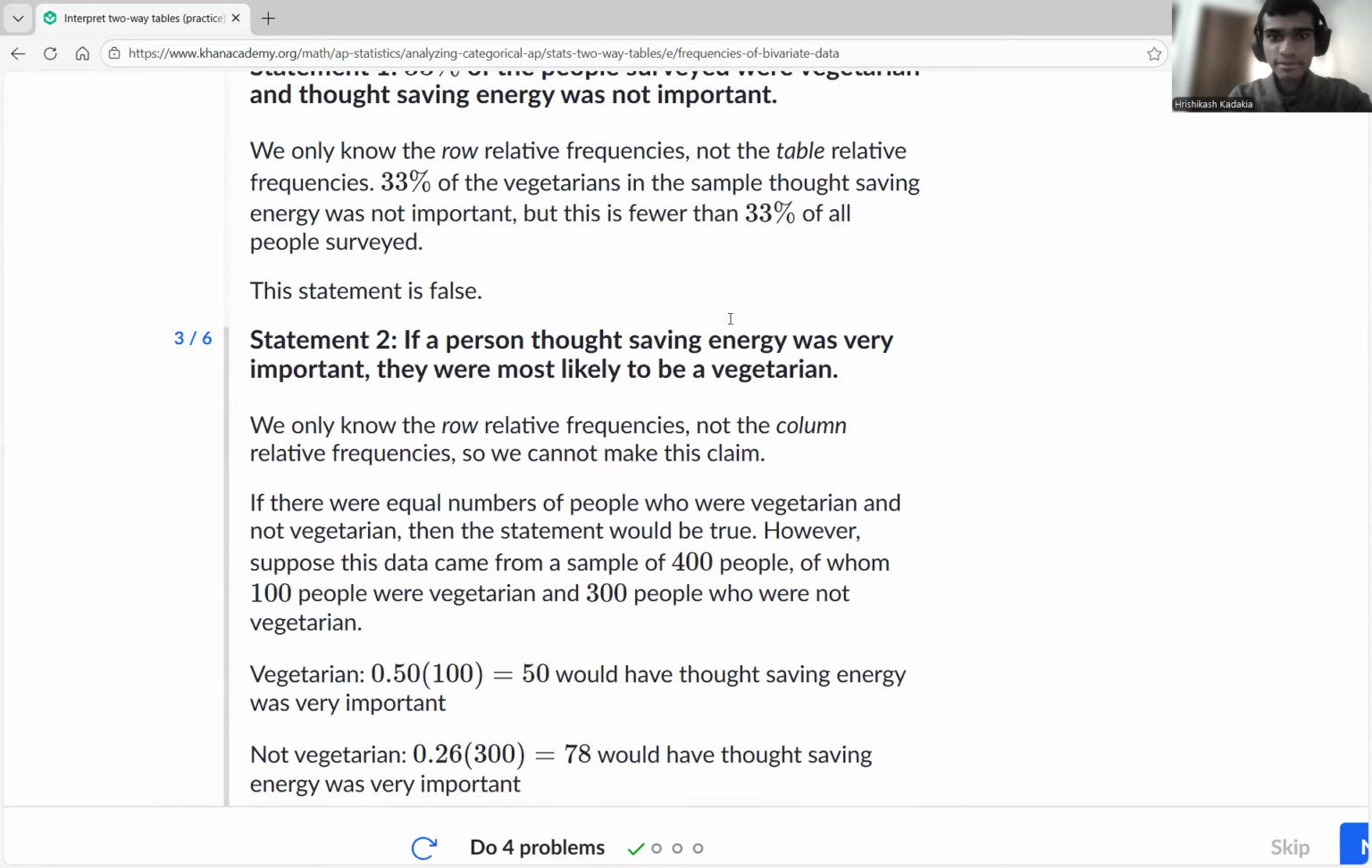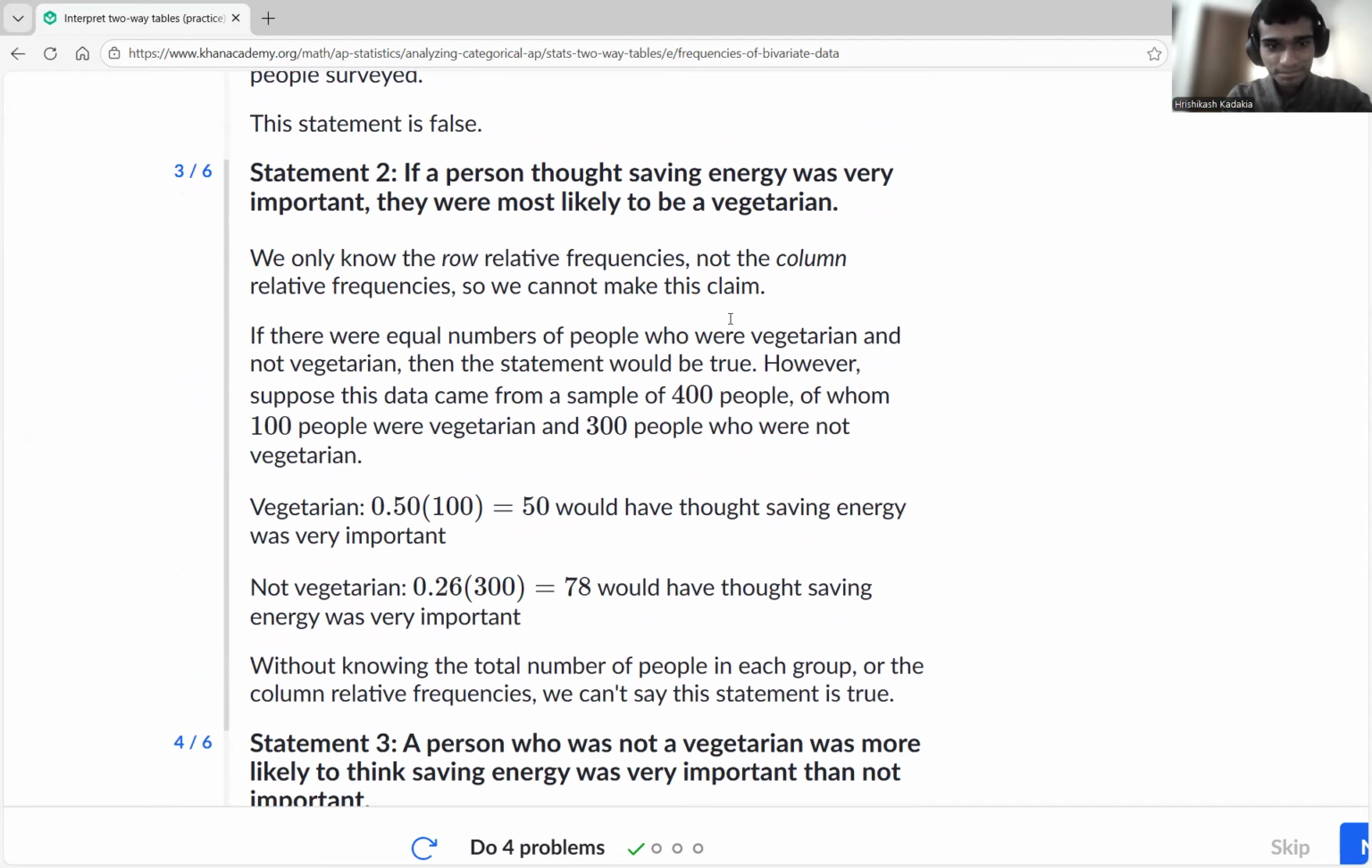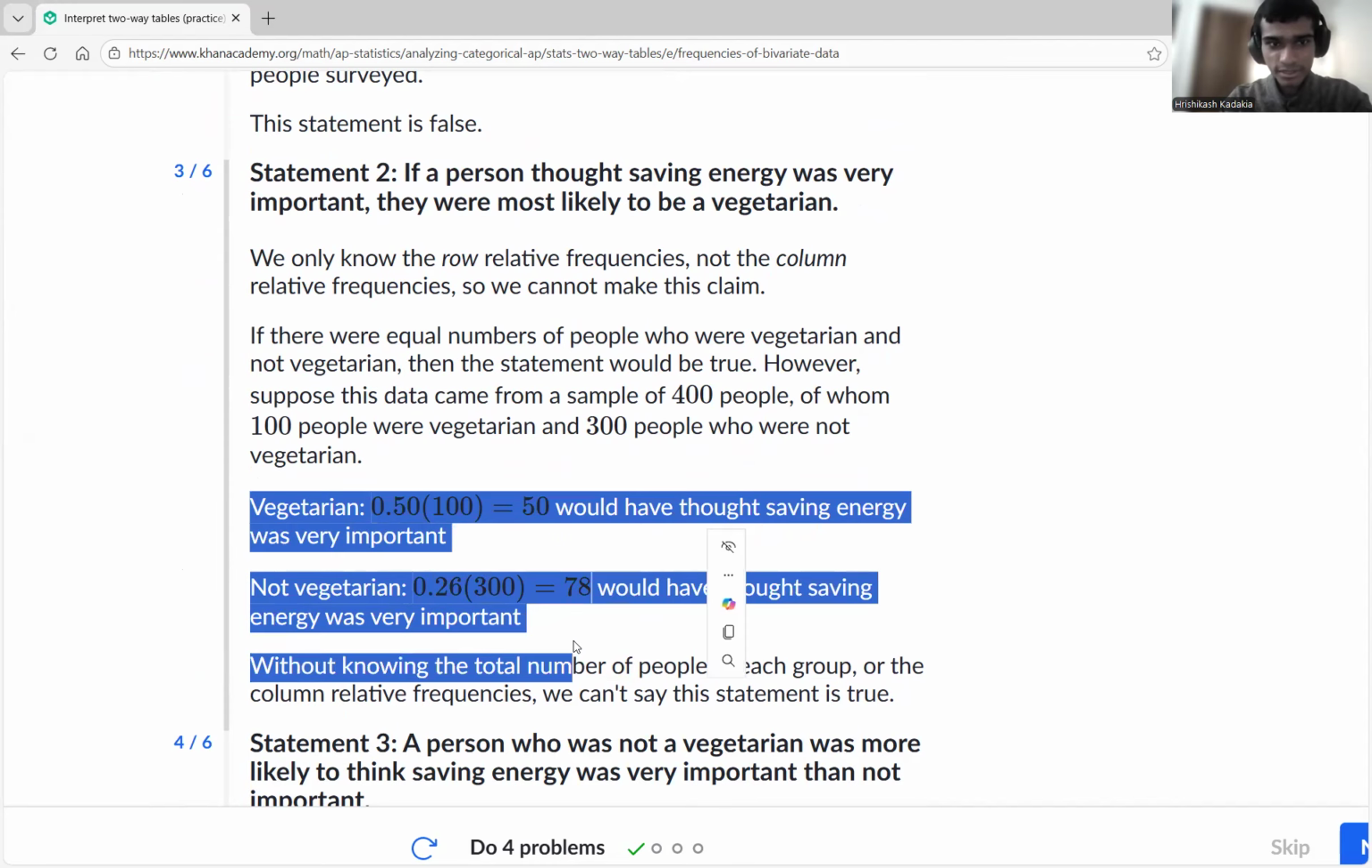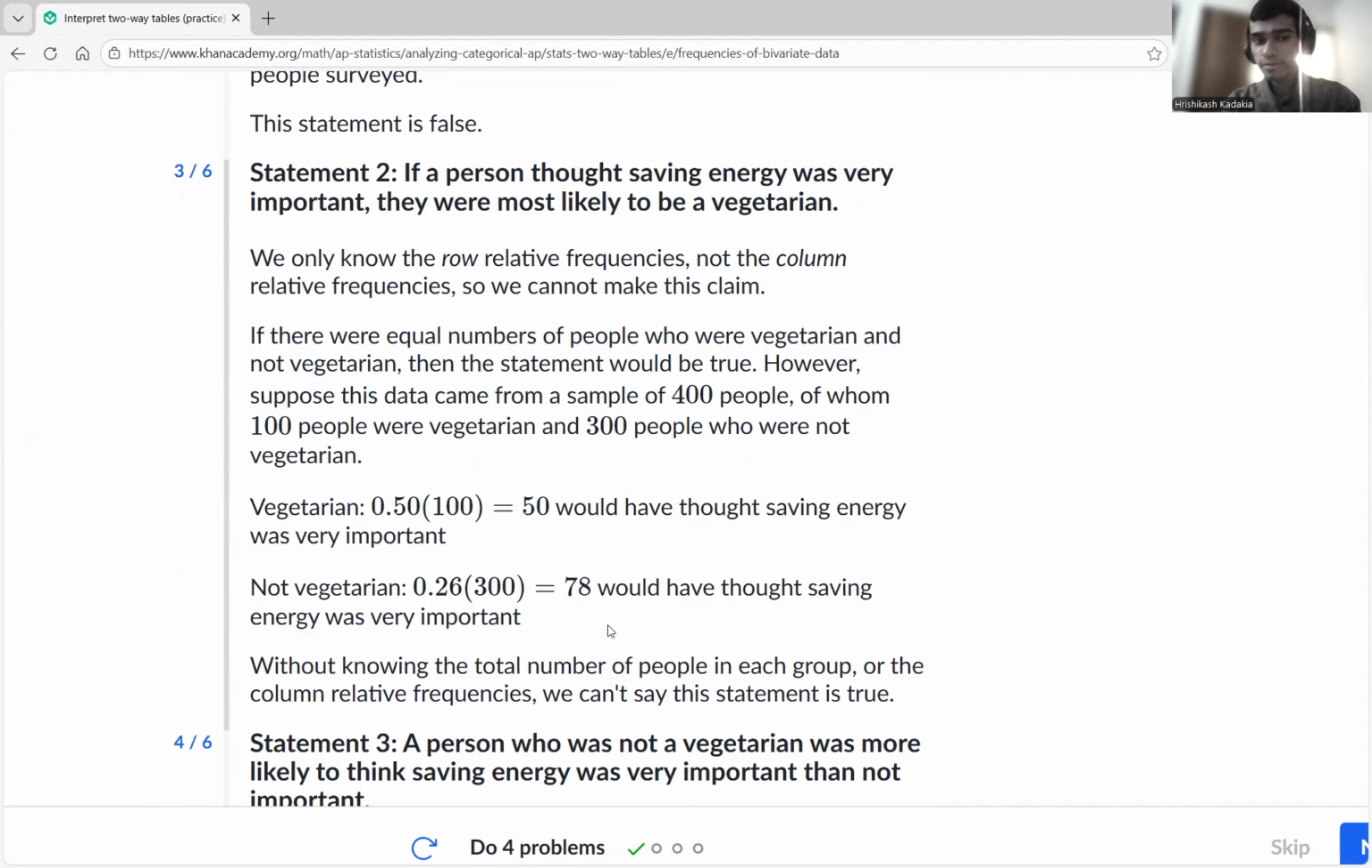Statement two is also a column relative frequency claim, so that's why this was incorrect, right? Because guys, if you see here, this is just trying to show an example that say if we had a sample of 400 people, of whom 100 were vegetarian, 300 were not vegetarian. If you take 0.50 of 100, that would be 50, and 0.26 of 300 would be 78, right? So without knowing how many people there were, we can't conclude anything. We don't know how many people were there in the first place, because it's not even guaranteed that there were equal numbers of vegetarian and non-vegetarian. If there were equal numbers, then surely this statement would be correct.